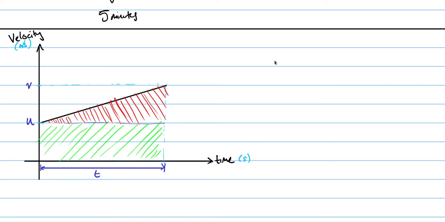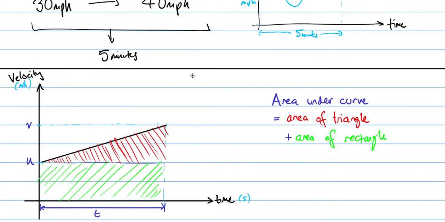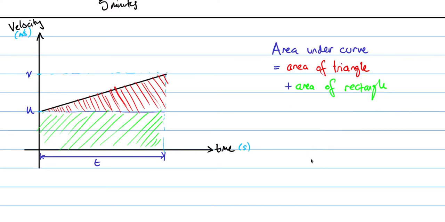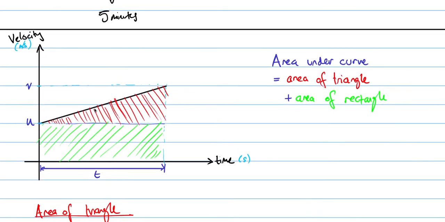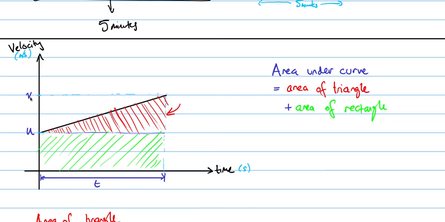So the area under this curve is equal to the area of the triangle, which I highlighted in red, plus, of course, the area of the rectangle, like that. So let's think about what the area of the triangle is first. So we literally have a triangle like this. We just copy what we had up there. You can see that this distance over here is literally v minus u.